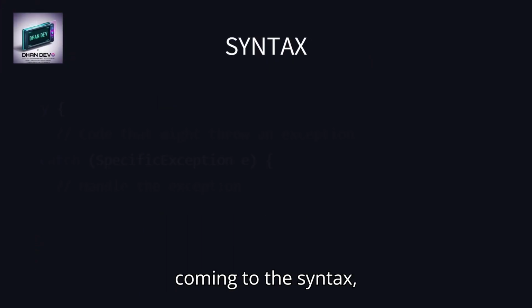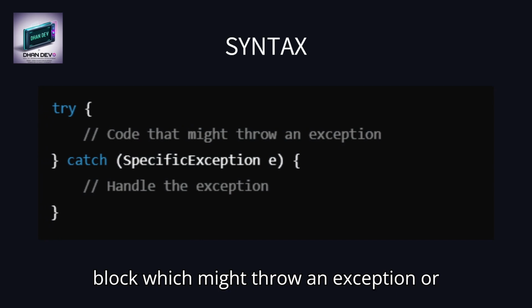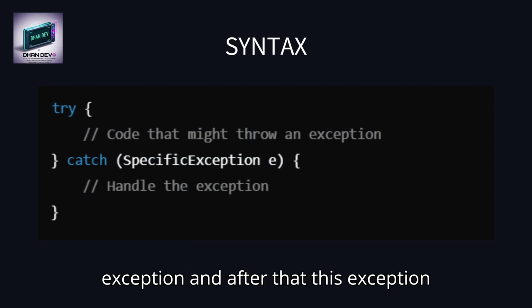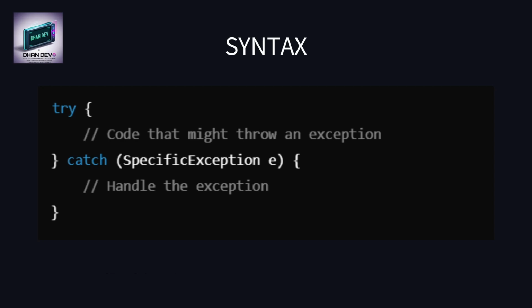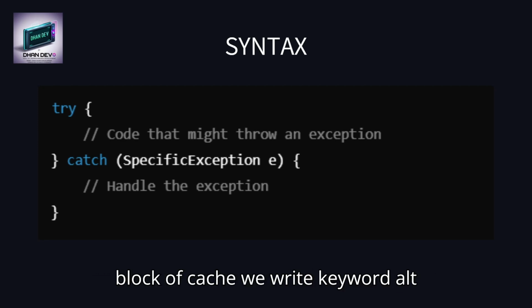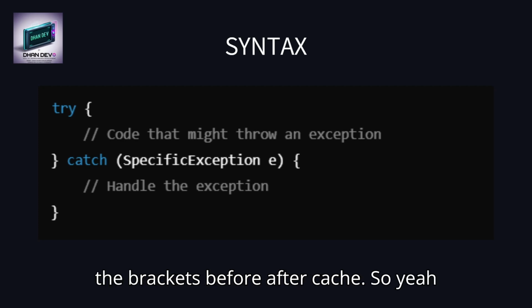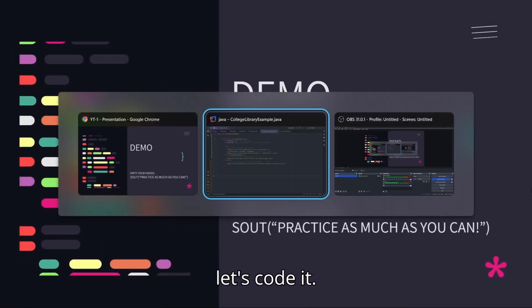Coming to the syntax, firstly we write the try keyword and we place the code in the try block which might throw an exception, or which we think might throw an exception. After that, this exception is handled through the catch block. Before writing the catch block, we write the keyword catch and we place a particular exception in the brackets after catch. So yeah, let's code it.